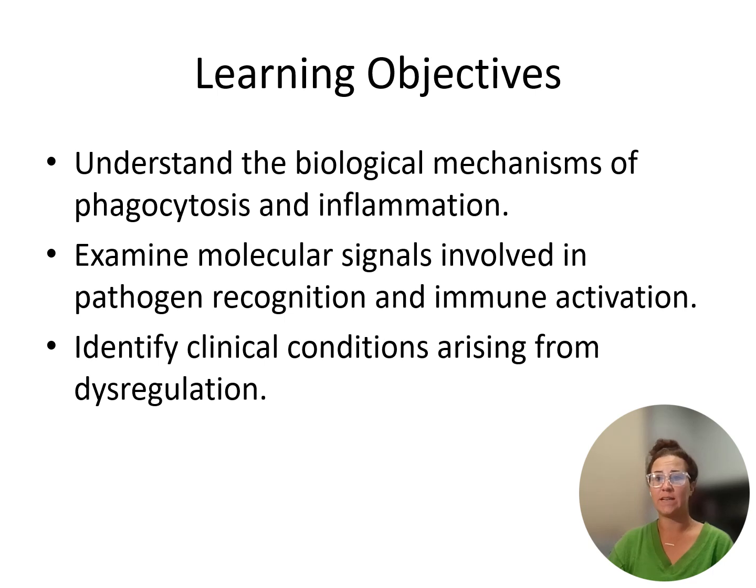So we're going to dive into three key learning objectives. First, we're going to break down the cellular and molecular processes involved in phagocytosis and inflammation. Then we'll explore the specific molecular signals, like cytokines and opsonins, that guide these immune responses. Finally, we'll connect this to clinical conditions that arise when these processes malfunction. We're not just trying to understand what happens, but why it matters.